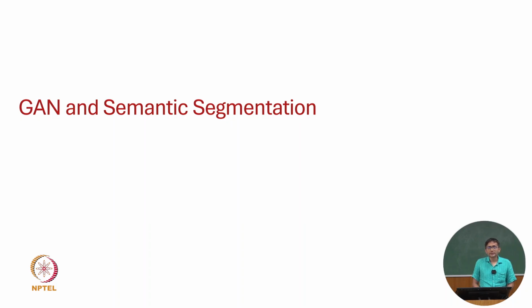We have already started discussing generative adversarial network. We have studied its basic version. We have studied the conditional version, and then we extended the conditional version further to discuss pix2pix and eventually CycleGAN. Now let us continue the discussion further.